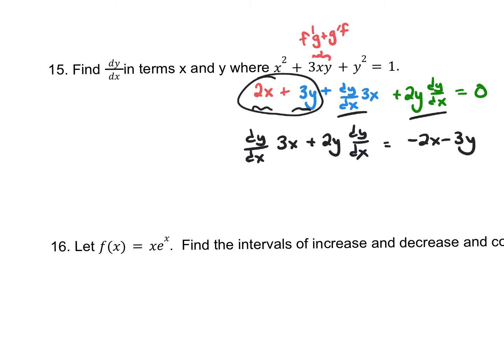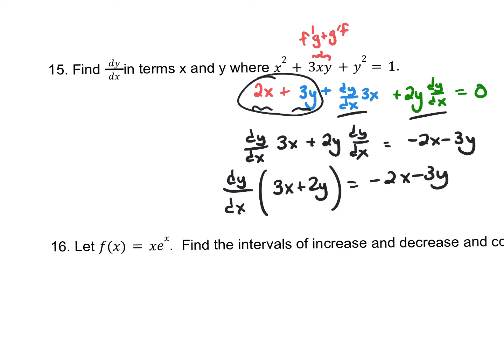Now I want to solve this, so I'm going to go ahead and factor out dy dx. I'll be left with 3x plus 2y equals -2x minus 3y. Then we can just divide to get dy dx by itself. So it's kind of an algebraic way to find the derivative. So dy dx equals -2x minus 3y divided by 3x plus 2y.